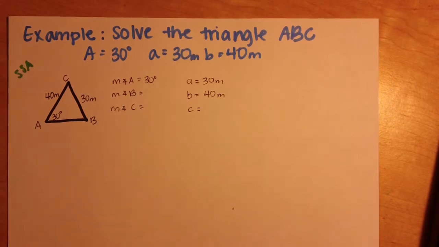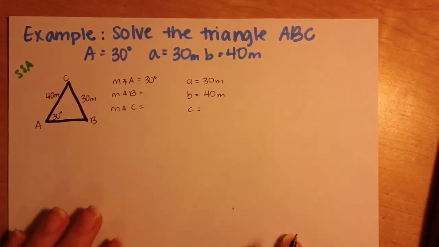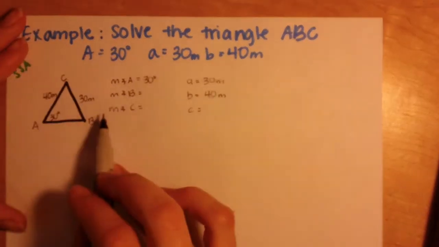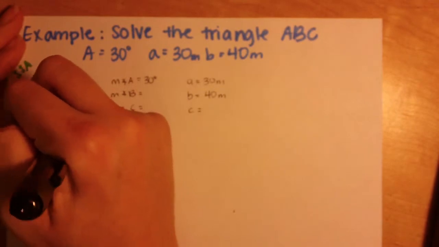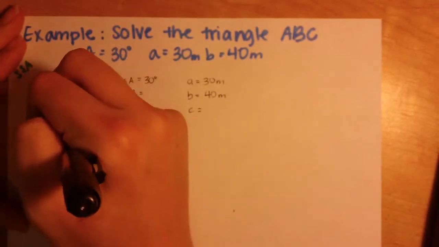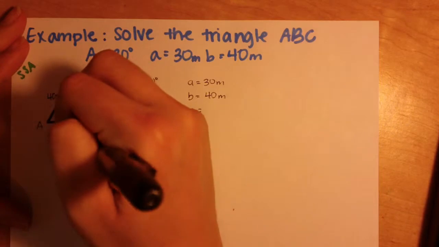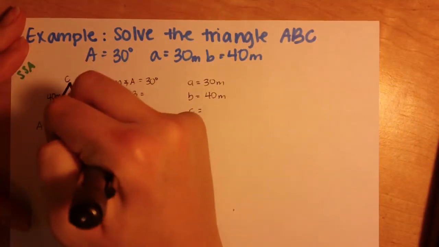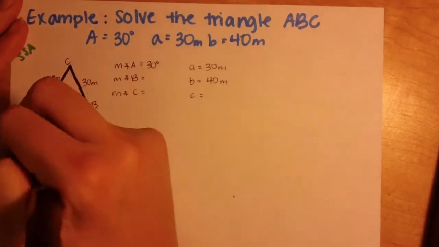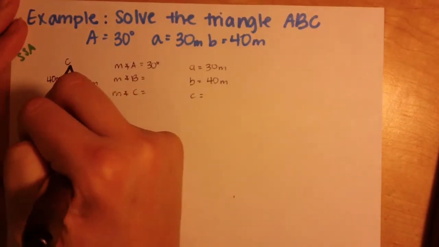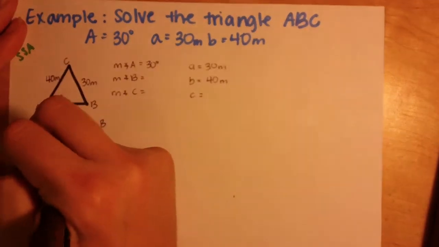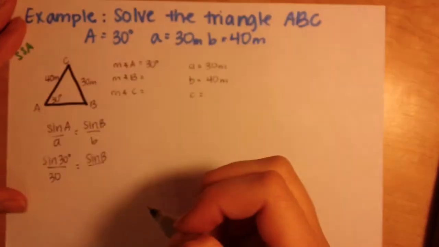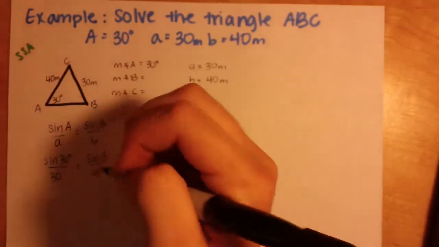Alright, so to start, we want to use our law of sines to solve for an angle. We have angle A and side A, so I'll use the sine of A over A equals, and I'll solve for B first, sine of B over B. So we know our sine of A is sine of 30 degrees all over side A, 30 meters. We don't know the angle B yet, but we know side B is 40 meters.